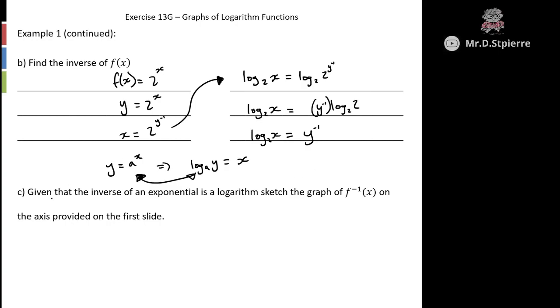So this takes us back to question C. Given the inverse of an exponential is a logarithm, sketch the graph of f to the -1 of x on the axes provided on the first slide. So we know that this log is the inverse of the exponential.